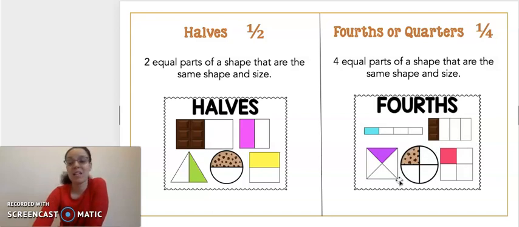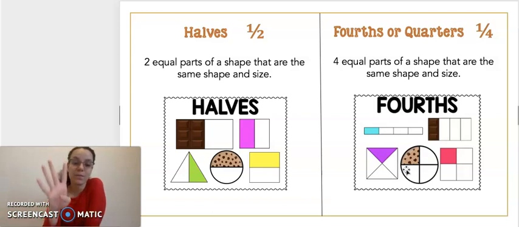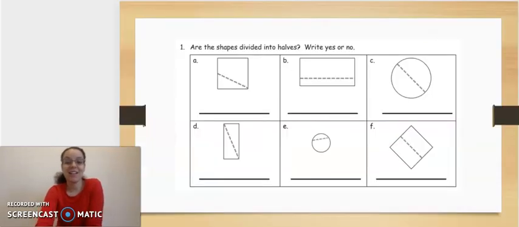Yep, this cookie isn't just broken in half. It's broken into quarters or fourths. They're the same word. Sometimes people call it fourths. Sometimes people call it quarters. Well, this cookie is broken into fourths or quarters. I know because it's 4 equal parts. Same here. All of these shapes are broken into fourths or quarters because they're broken into, perfect, 4 equal parts.